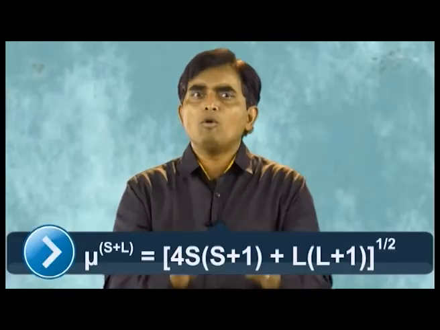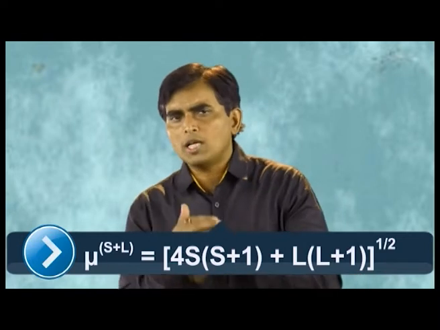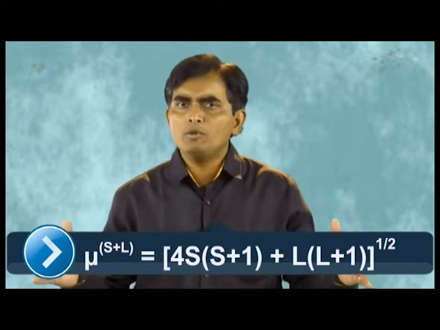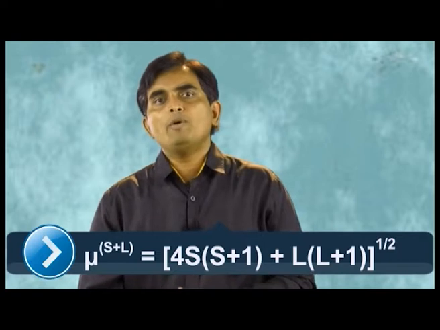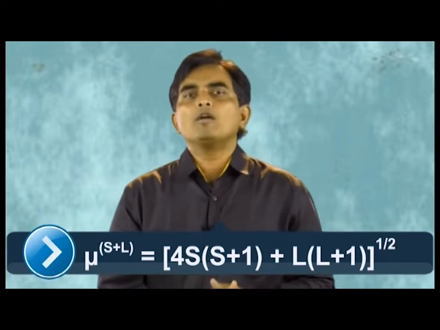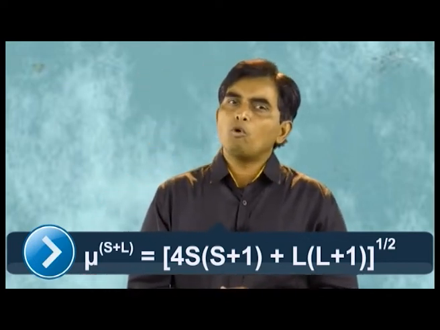Similarly, the magnetic moment of orbital angular momentum, if not quenched, may also affect the overall value of magnetic moment. The magnetic moments in such cases were calculated by counting both the spin and angular momentum contributions, but separately. Hence, the value of magnetic moment would be determined by the formula mu s plus L is equal to root under 4s into s plus 1 plus L into L plus 1 Bohr magneton.